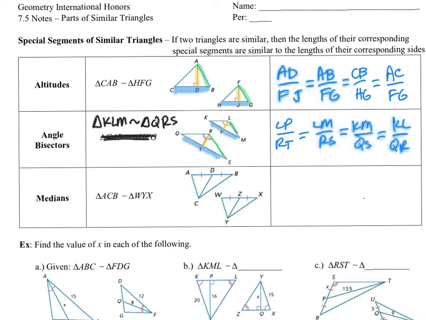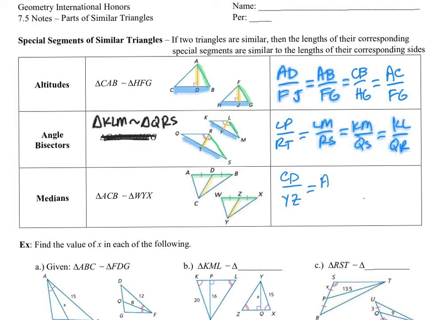So let me highlight those medians in yellow, okay? And let's write the ratio of those medians. The ratio of the medians would be CD to YZ, and that ratio is equal to the ratio of any two corresponding sides. Let's start with AB to WX. Let's write that ratio first.